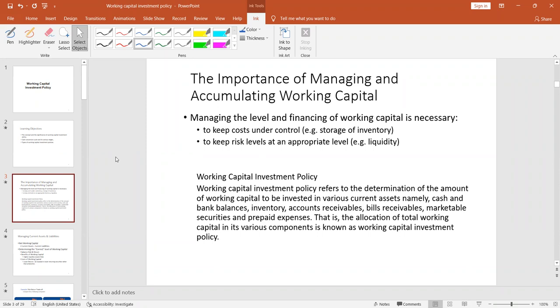So what is working capital investment policy? We can say working capital investment policy refers to the determination of the amount of working capital to be invested in various current assets, namely cash and bank balances, inventory, accounts receivable, bills receivable, marketable securities, and prepaid expenses.